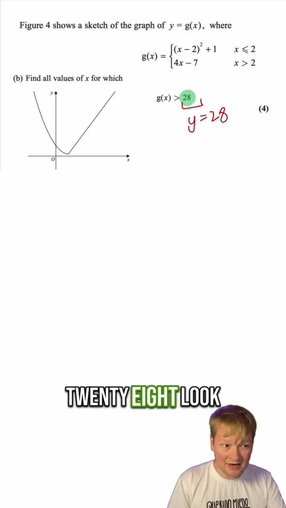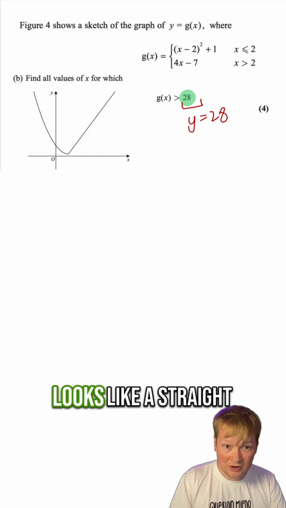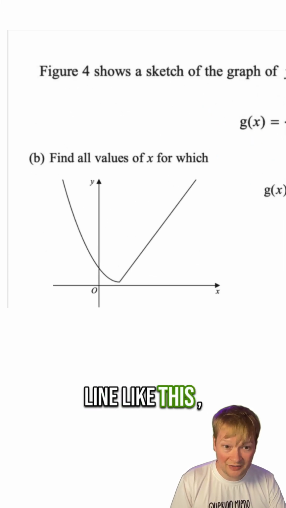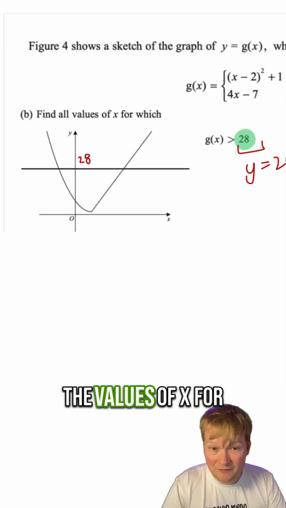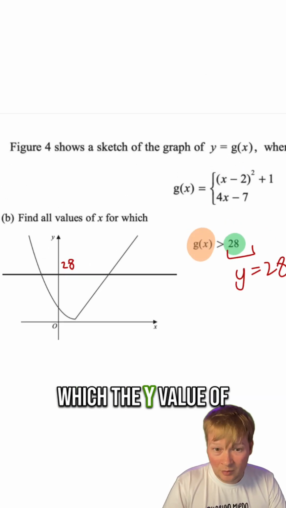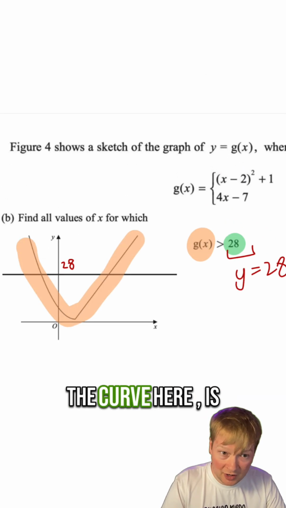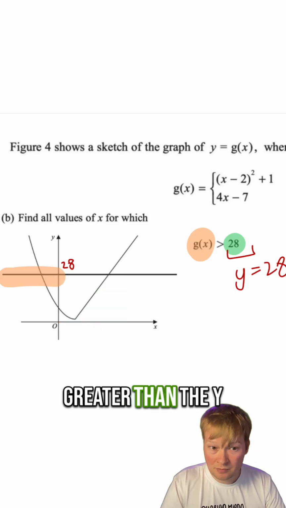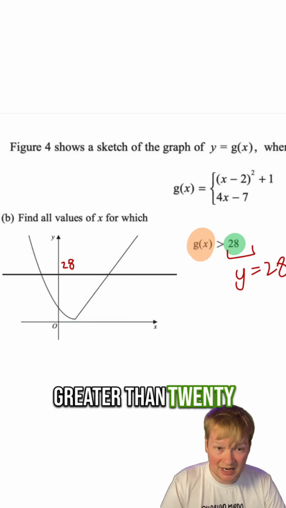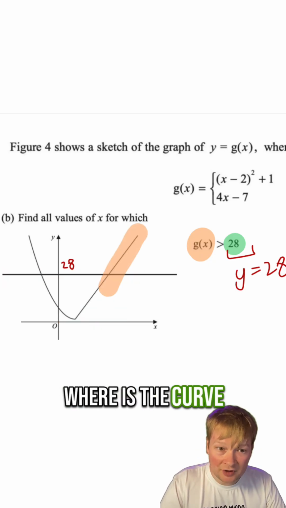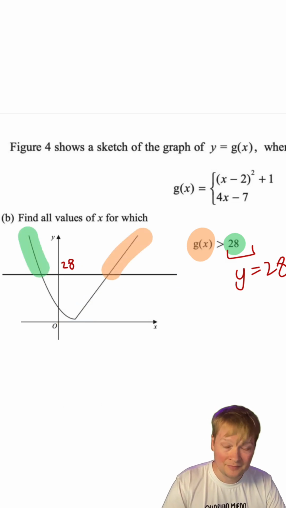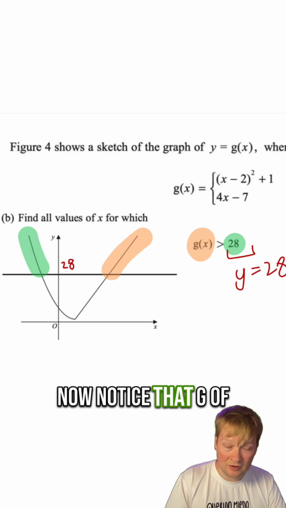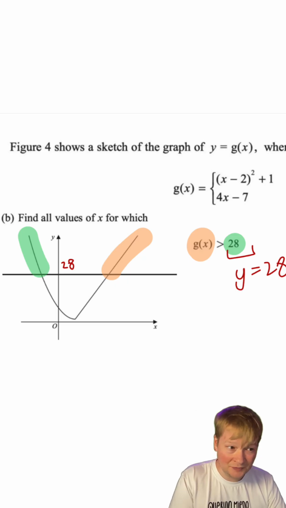What does y equals 28 look like? Well, you should know that that looks like a straight line, a horizontal line like this, through 28 on the y-axis. So we're looking for the values of x for which the y value of g of x, the y value of the curve here, is greater than the y value of this horizontal line, greater than 28. Where would that be? Where is the curve higher than the line? Well, here and here.